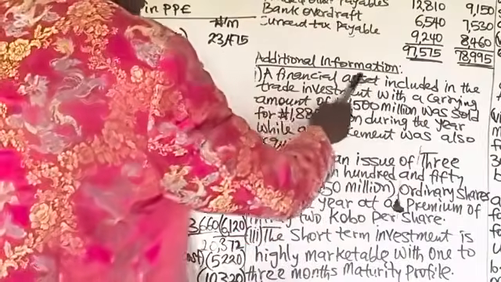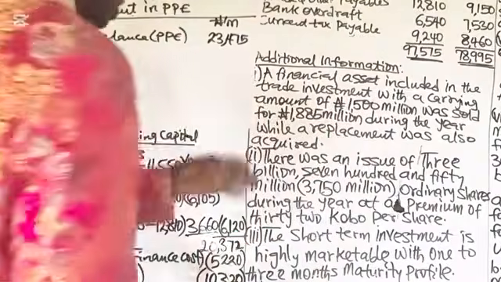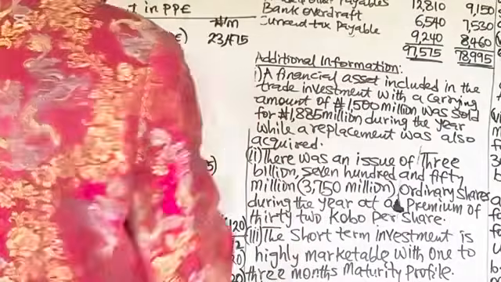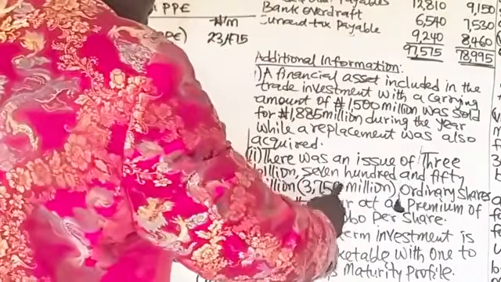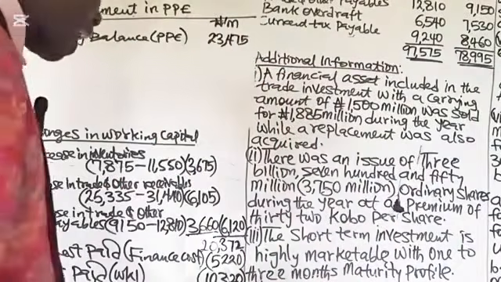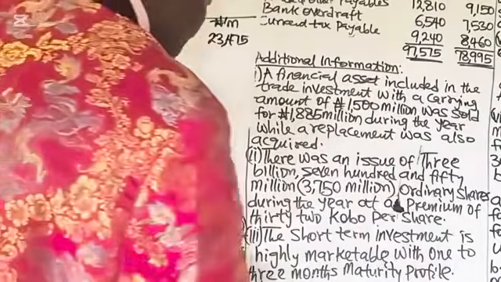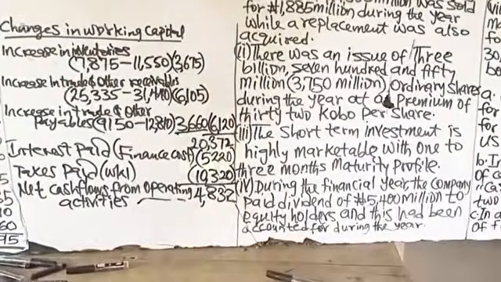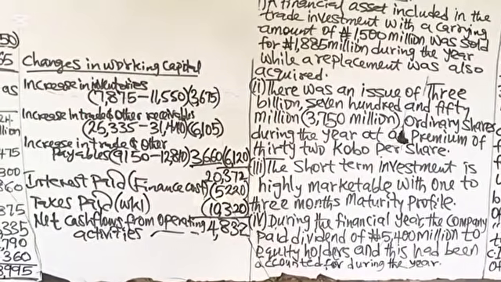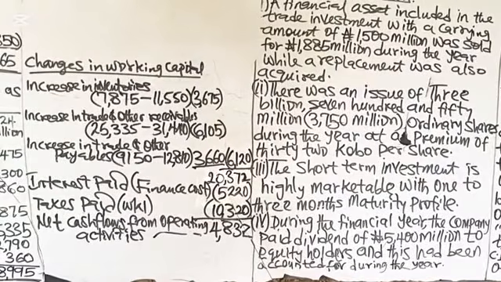Note 1 is a financial asset included in trade investment. So it doesn't have anything to do with property, plant, and equipment. So we leave that. Note 2, there was an issue of 3,700,000,000. This is issue of shares. It has nothing to do with property, plant, and equipment. Note 3, the short-term investment is highly marketable. So that is short-term investment, and that does not have anything to do with the property, plant, and equipment. Note 4, during the financial year, the company paid dividend. The dividend paid has nothing to do with the property, plant, and equipment.